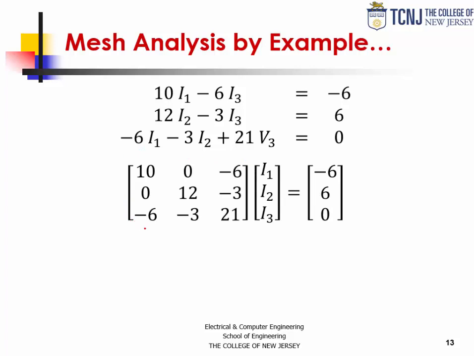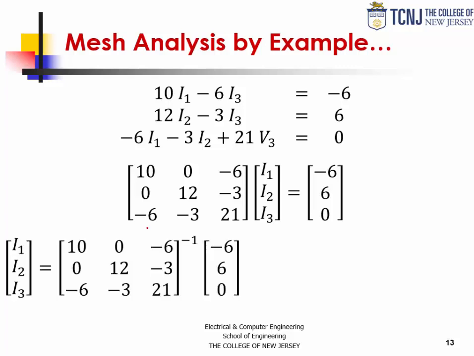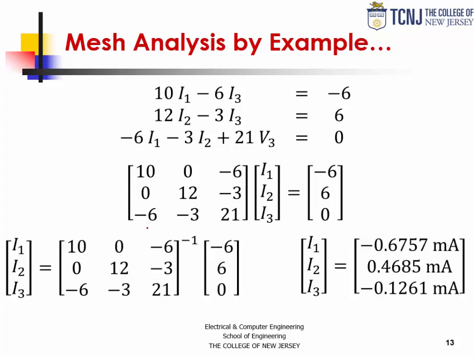And then I can do the matrix arithmetic and get my mesh currents. So mesh current I1 is equal to minus 0.6757 milliamps. Mesh current I2 is 0.4685 milliamps, and mesh current I3 is minus 0.1261. Now let's look at what this means for the actual quantities in the circuit.